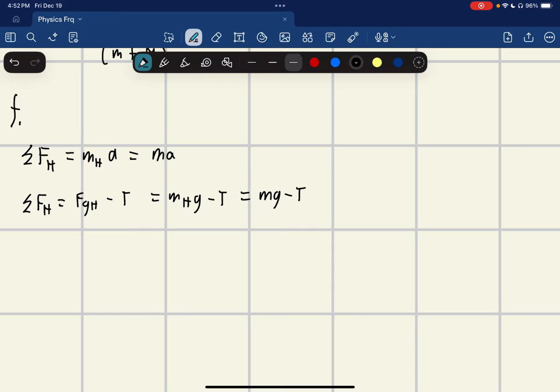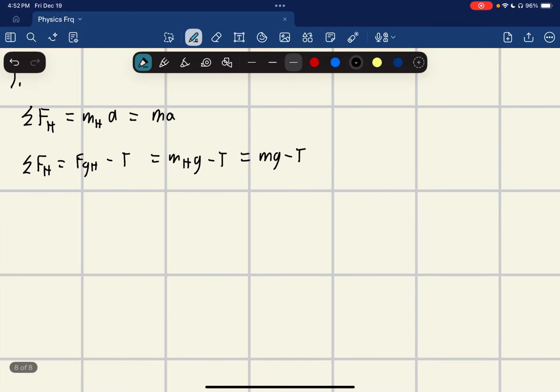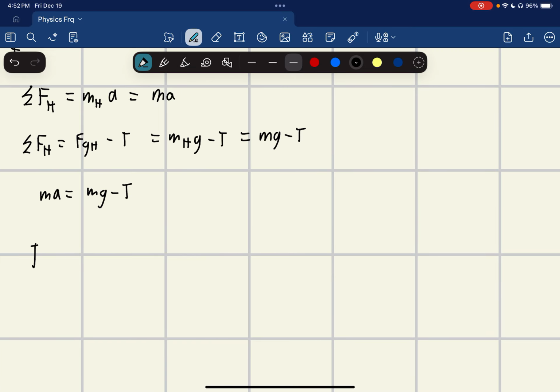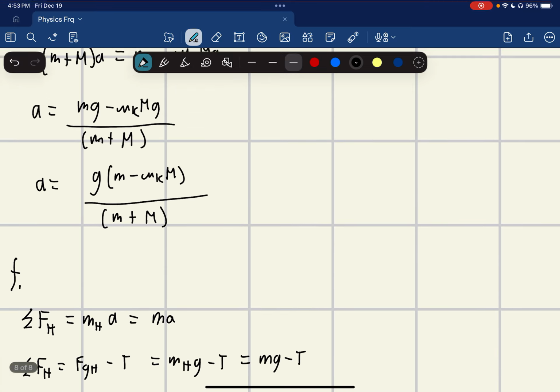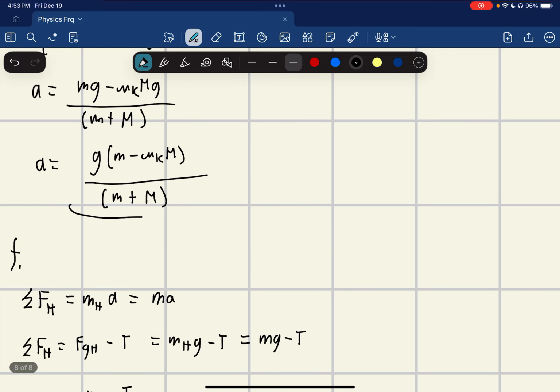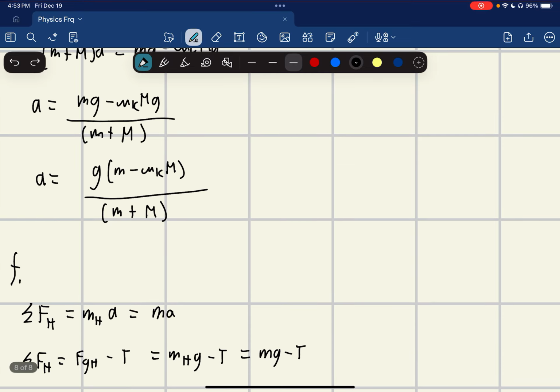Here I would equal the two net force equations to each other, so it would be ma is equal to mg minus T. And then here, I would move T over to the other side, and move ma to the other side to isolate for T. So it'd be T is equal to mg minus ma. And then here I will replace a with what we found in part E, this equation. So I will do that right now.